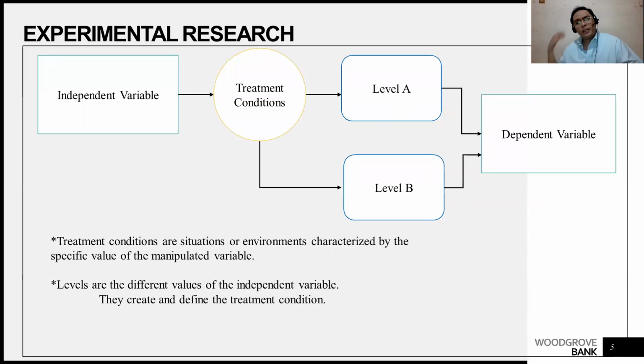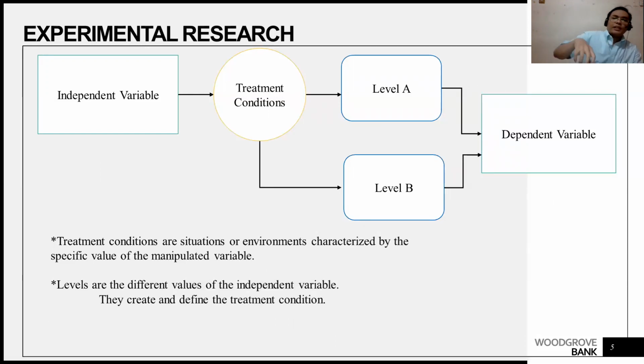Okay, so let's look at the diagram. In an experimental research, as we have said early on, independent variables are the ones which are manipulated. If the independent variables are manipulated, these are known as treatment conditions. So if we have the treatment conditions, we need to establish the specific values, which are the specific treatment conditions needed to determine which value elicits more effect.